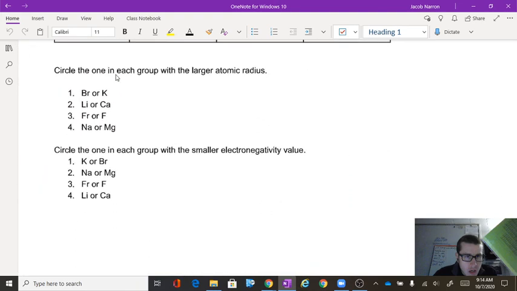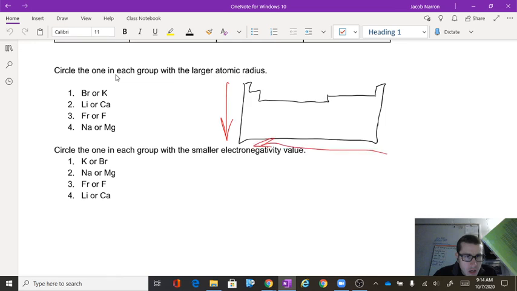Circle the one in each group with the larger atomic radius. So I think it's worth doing this, just as a reminder. Atomic radius is going to be bigger as you go down and to the left, as you get closer to the element francium. Okay, this should be familiar. I've mentioned it about 10 times now. So down and to the left. And so we're just going to look for each of these.